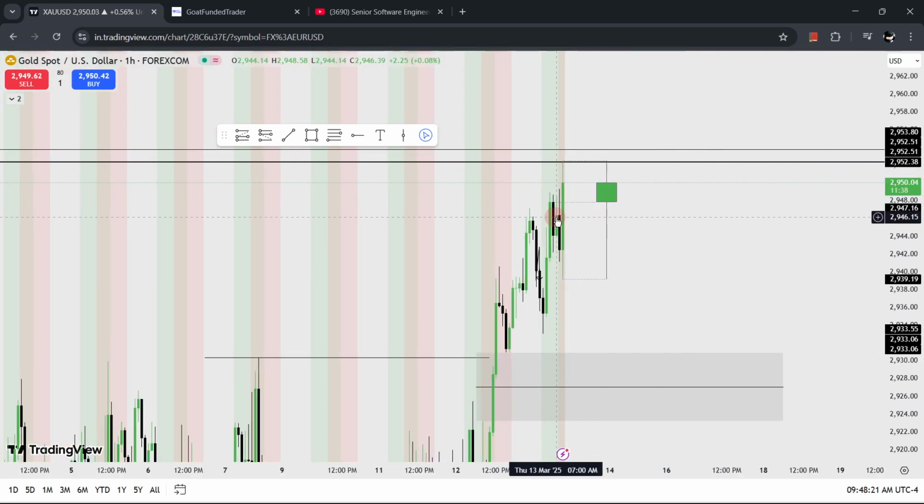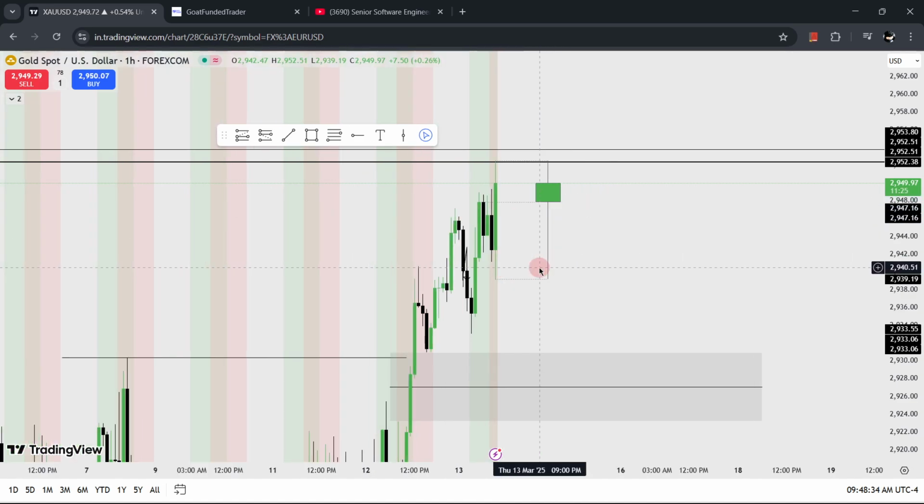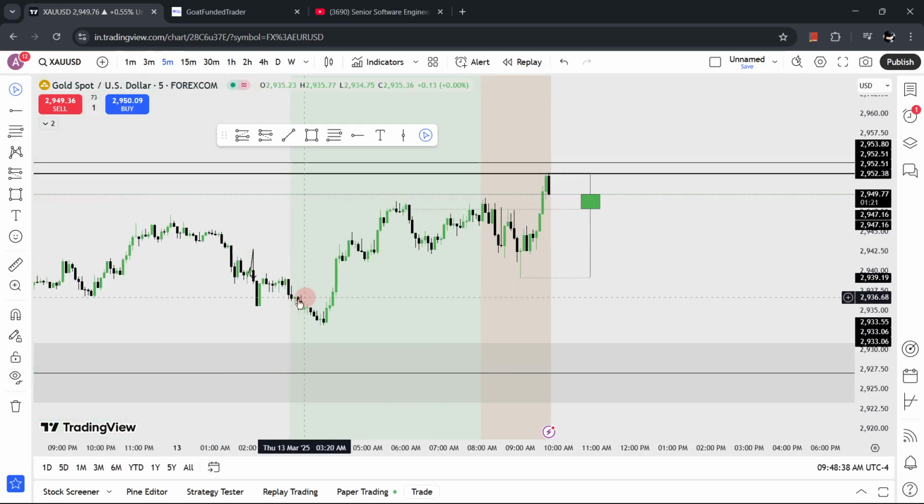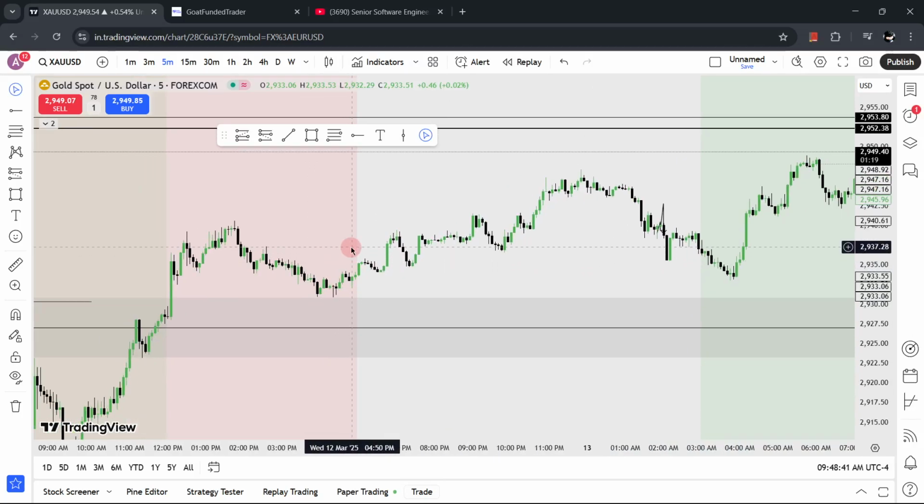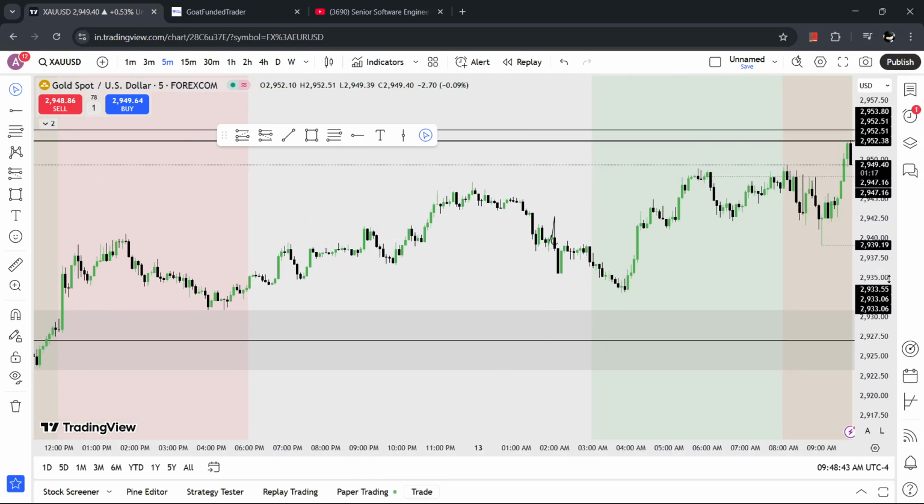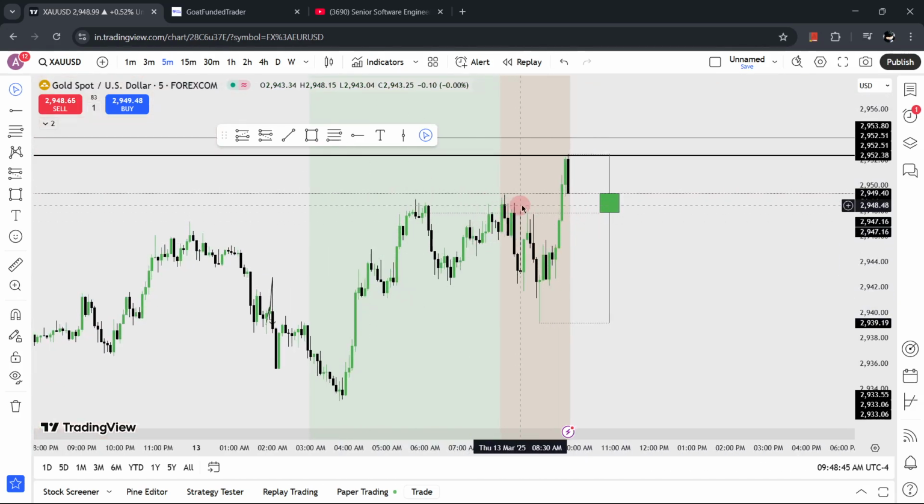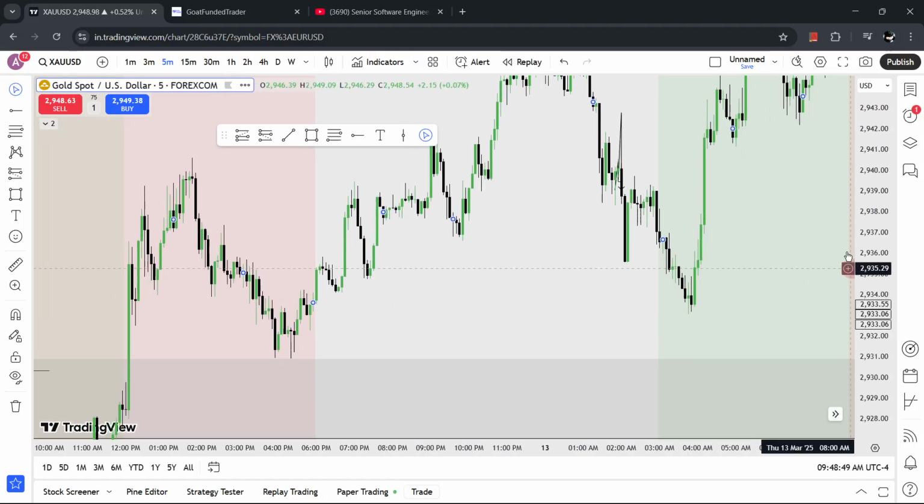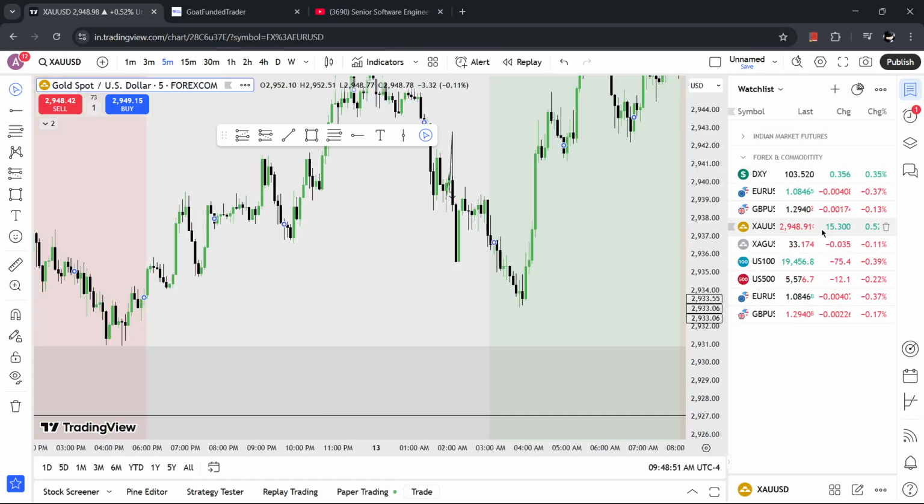That is 13th March 2025, the New York session gold trade, or XAUUSD trade. Okay, so before going to the details of the trade, I want you to focus here. We'll go to a minor time frame and see why I was in a bullish trade today. In this chart it is not showing accurately, so I will go to my personal chart.